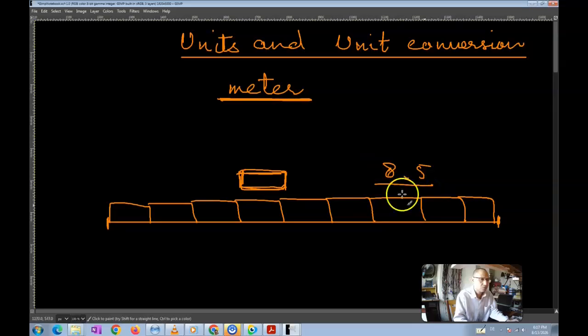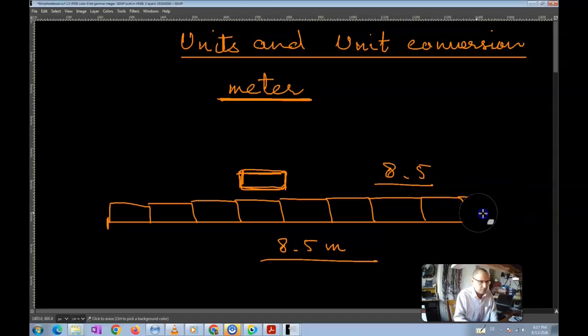So this distance is going to be 8.5 of these standard foot lengths, and so I call it, for example, 8.5 meters. This way everybody in the world will understand what I mean by 8.5 meters, because they all know that it's 8.5 times the foot length of that person, right?